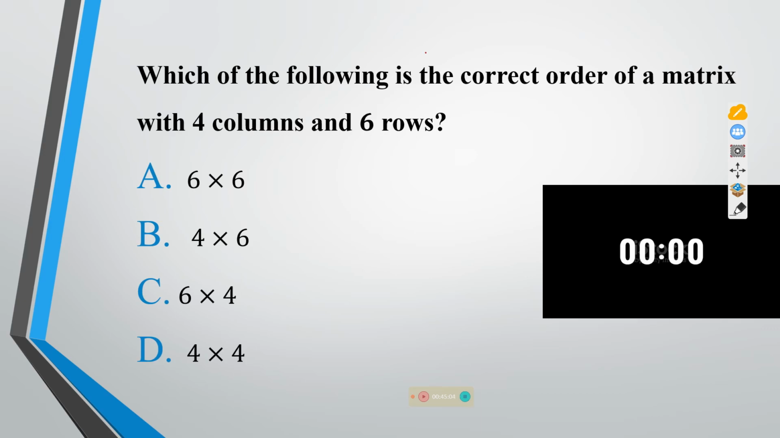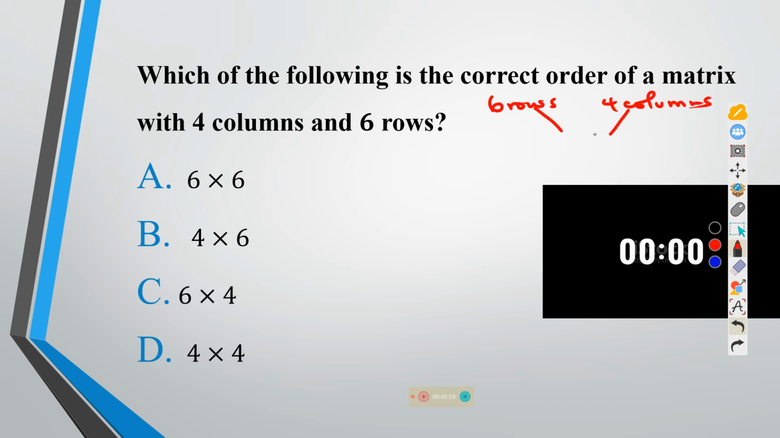So for a matrix that has 4 columns and 6 rows, what is the correct order? So 6 rows, 4 columns. When we are writing the order of a matrix, we begin with rows and then columns. So that is 6 by 4. So 6 by 4 is C. So C will be the answer.